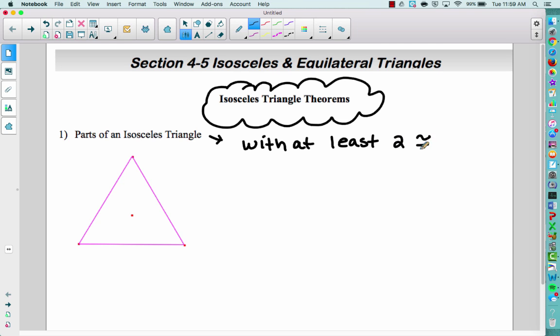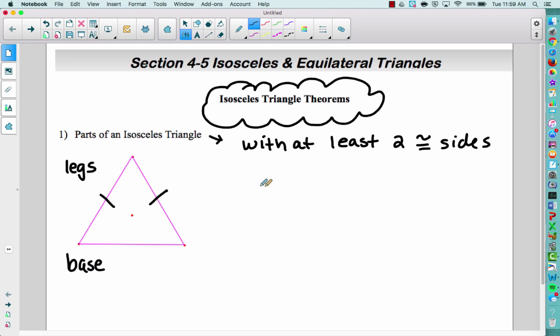two congruent sides. Now, the thing you have to be careful of with an isosceles triangle is that when we draw an isosceles triangle, we often draw it vertically straight up with the two sides being the ones on the left and the right. Those two, if they're congruent, we call them the legs. And then the side opposite, the one that isn't congruent, we call that its base.